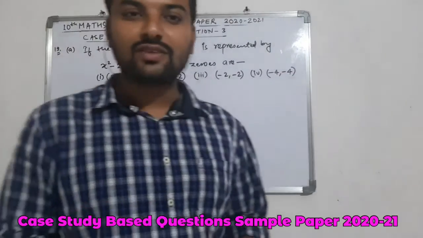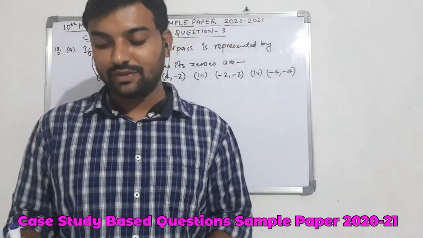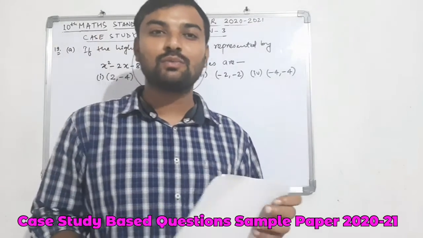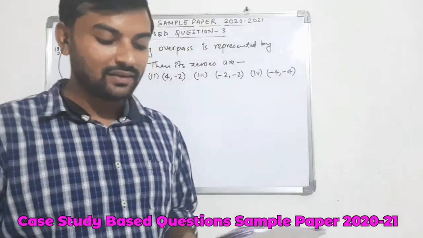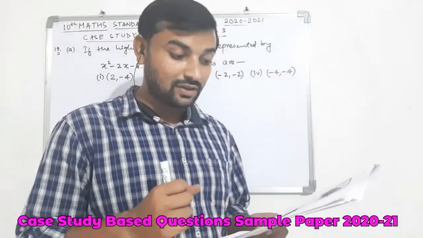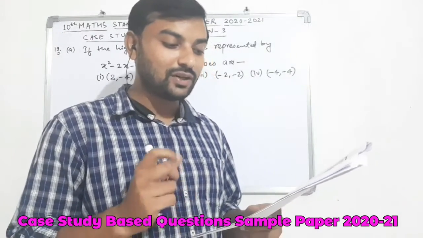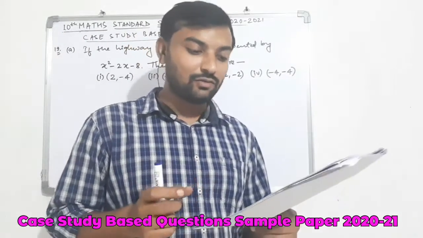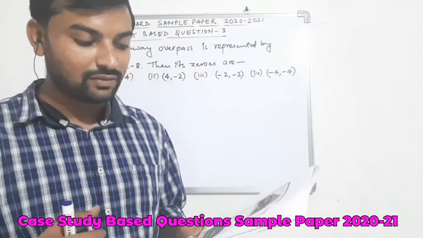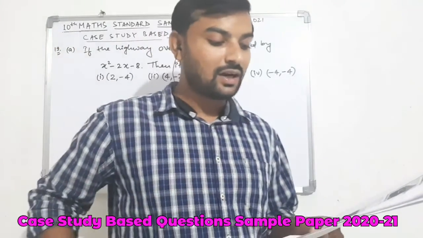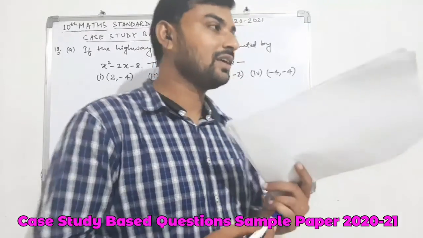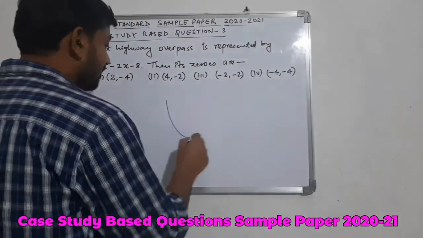So let us come to the third question of case study based question. Here we have a new case study which is based on the polynomials, and here we have a very simple application based on the parabolas, which is highway and overpasses or underpasses. You must have seen in your everyday life. The highway underpass is parabolic in shape.